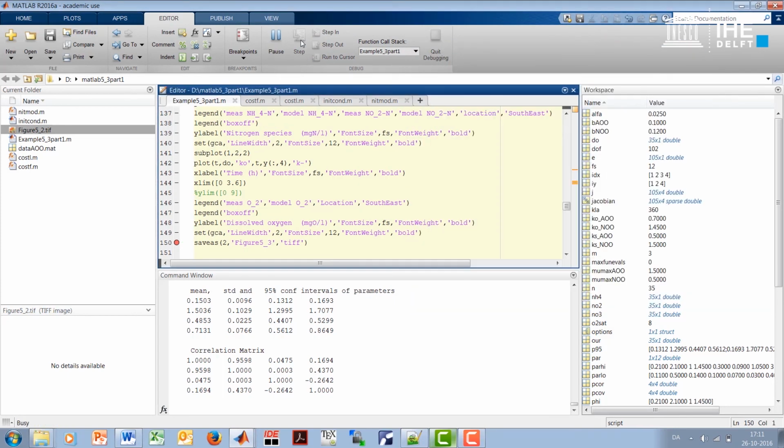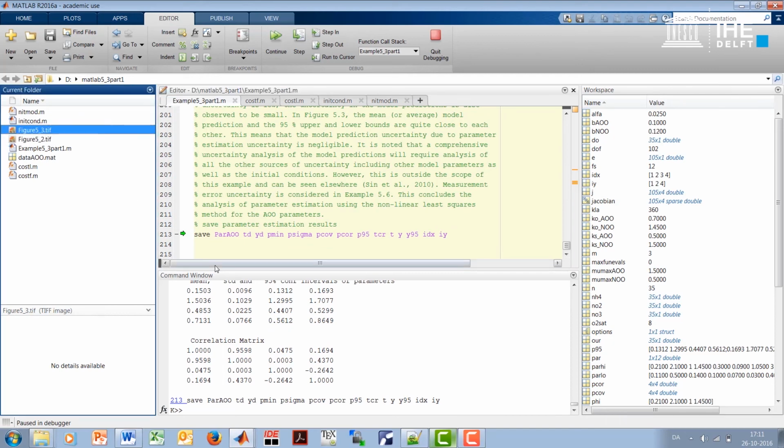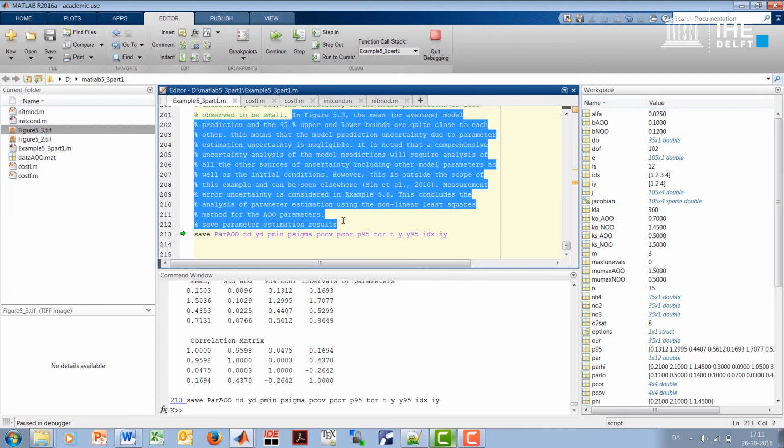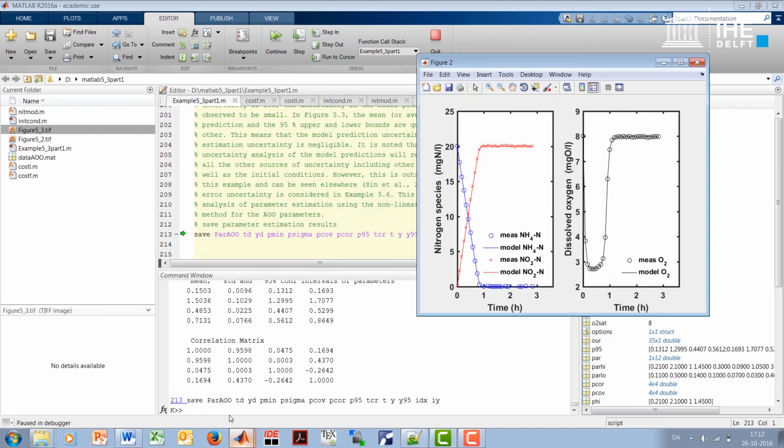This concludes the parameter estimation problem. It is recommended to check the quality of the results as suggested in the textbook. Do not forget to save your results.